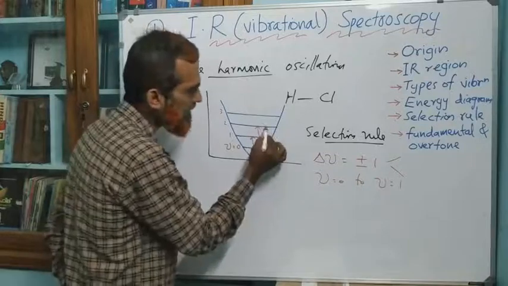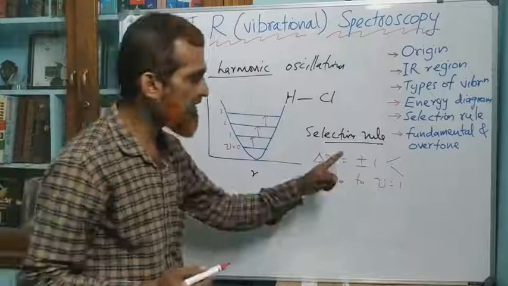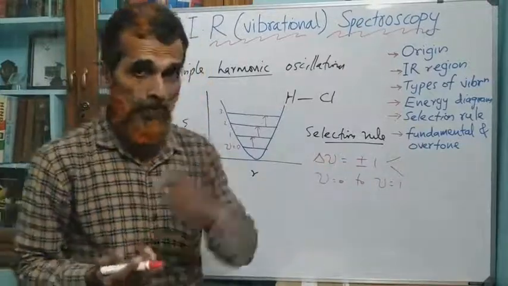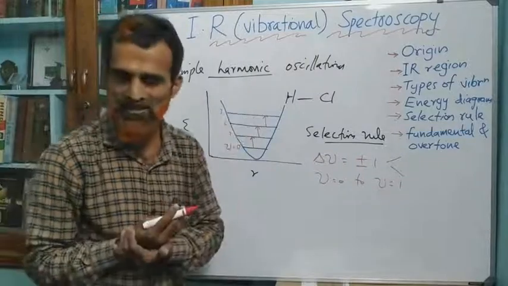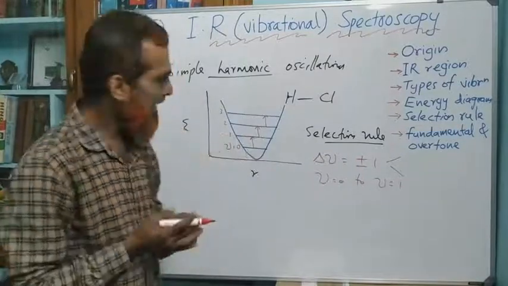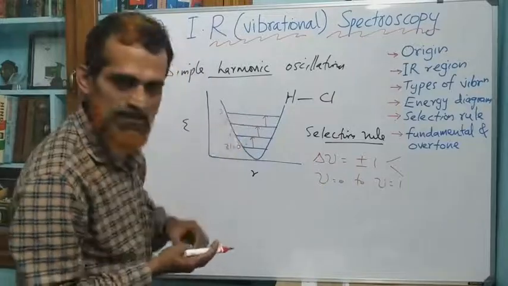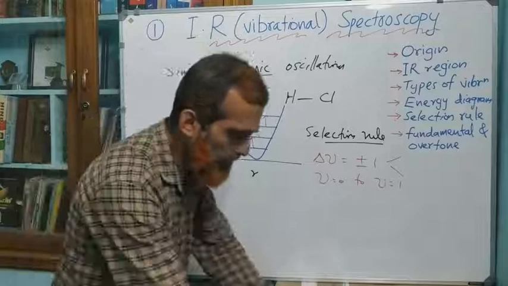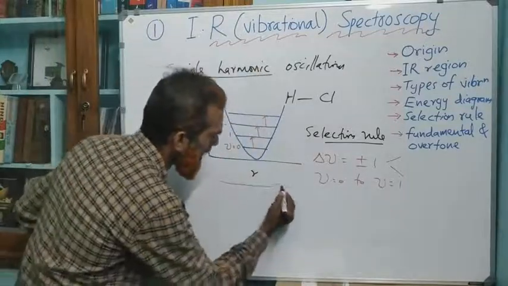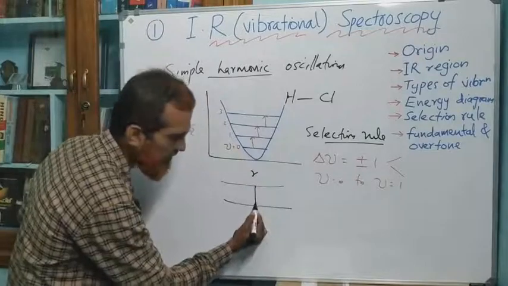If it is in 2, it can go to 3 only. This is the selection rule. So vibrations which follow this rule are called allowed transitions, which will be very intense. See that all these energy gaps are the same, correct? All these have the same separation. So the vibrational spectral line in this case will be only one.